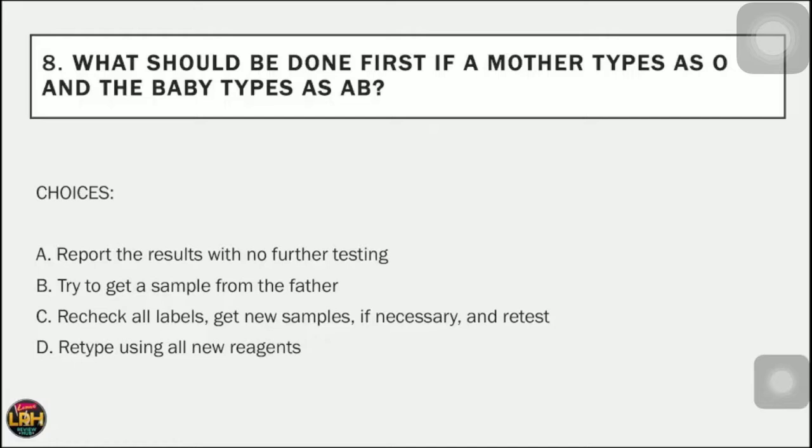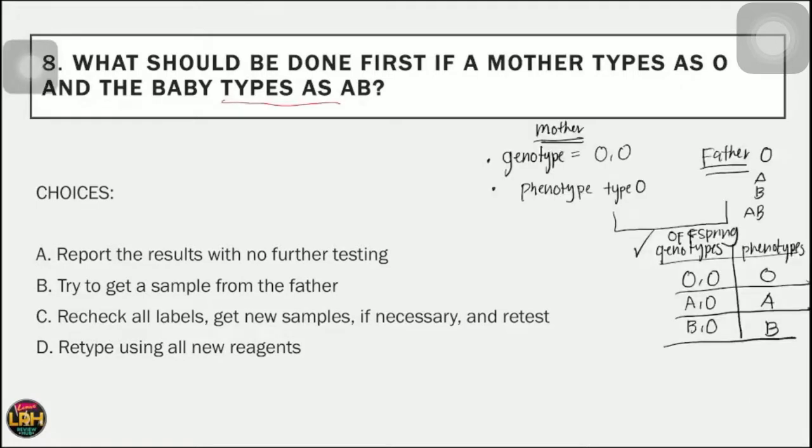For number 8, what should be done first if a mother types as O and the baby types as AB? The choices are letter A, report the results with no further testing. Letter B, try to get a sample from the father. Letter C, recheck old labels, get new samples if necessary, and retest. Or letter D, retype using all new reagents.